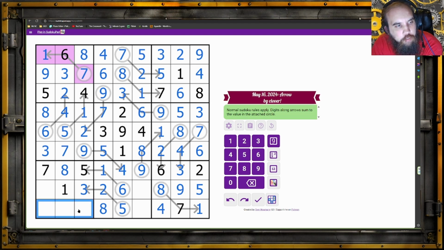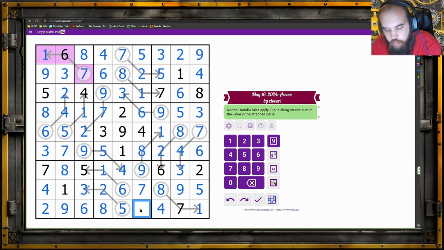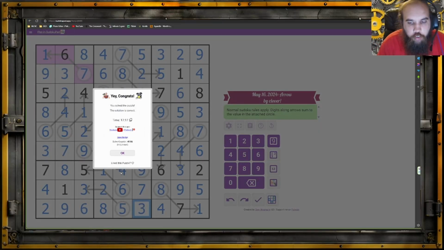9 is in the last column here. Can't be in this last row. Can't be in the first row, so it's there. 2 is in one of these two. Can't be there, so there. 1, 2, 3, 4. Can't be in this, because it can't be in the bottom row, so it's here. The last digit left is a 6. 7 and 3. Can't be here for the 3, so 7, 3, and there you go.